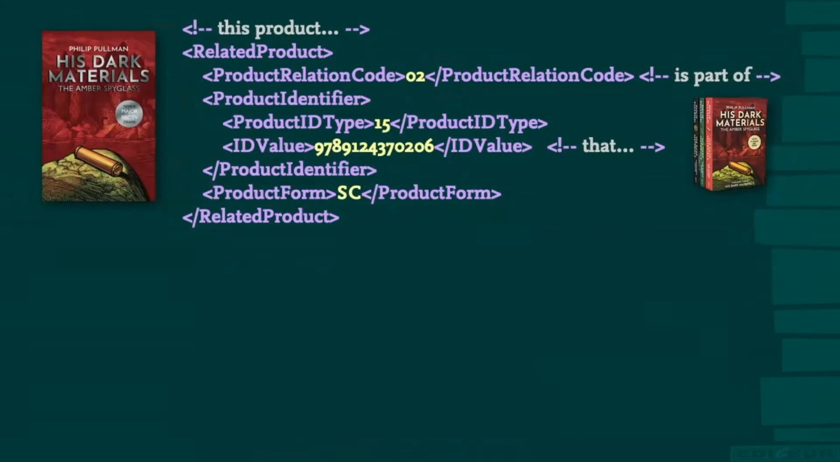And let's have a look at the opposite of that. Here we have the related product composite for one of the single books in the collection. And it says that the single book is part of the box set. Code 02 means is part of. You'll understand that the includes relationship and the is part of relationship form a reciprocal pair. The box includes the book and the book is part of the box. Once again, in theory, one clearly implies the other, but I'd always choose to make both of them explicit.